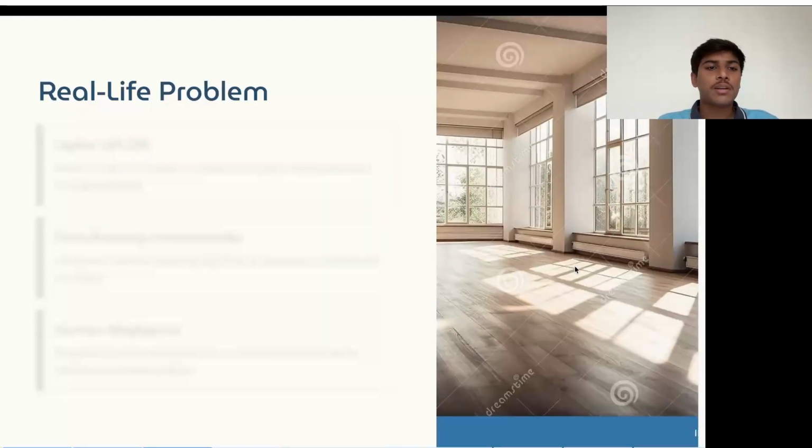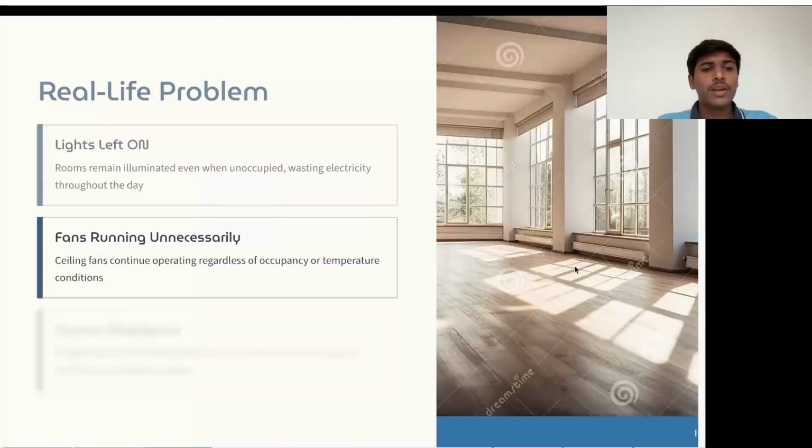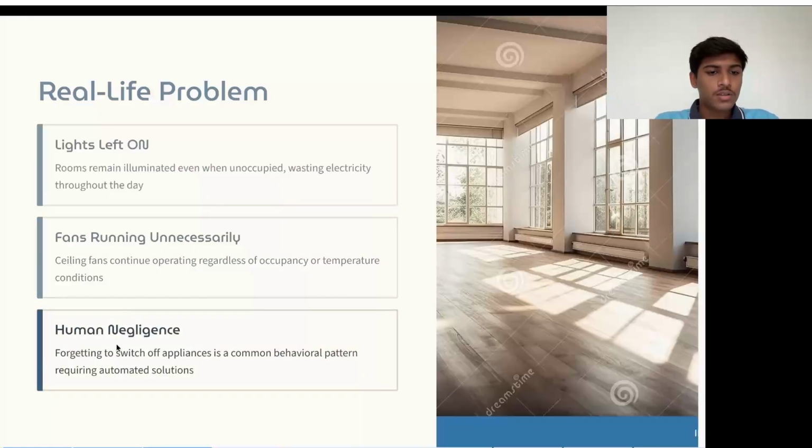Real life problem. In our real life, lights are left on. We all know that when we leave rooms, they remain illuminated even when unoccupied, wasting electricity throughout the day. Fans running unnecessarily. Ceiling fans continue operating regardless of occupancy or temperature condition. We always leave the fans running when we leave the rooms. Human negligence. Forgetting to switch off appliances is a common behavior pattern requiring automated solutions.